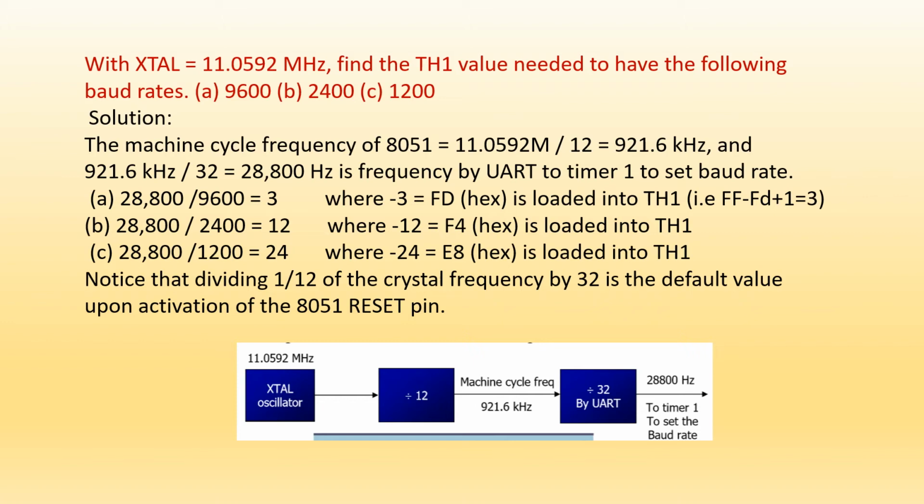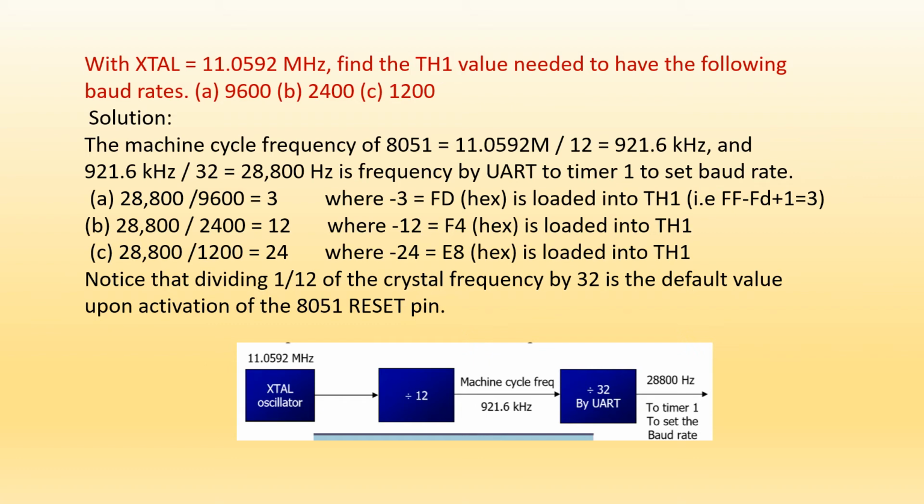If I want a baud rate of 9600, then 28,800 divided by 9600 gives me the value 3. So minus 3 has to be loaded into the TH1 register. Similarly, if I want a baud rate of 2400, then 28,800 divided by 2400 gives me the value of 12. So minus 12, that is F4, has to be loaded into the TH1. FF minus F4 plus 1 is equal to 12, because of which we load minus 12.